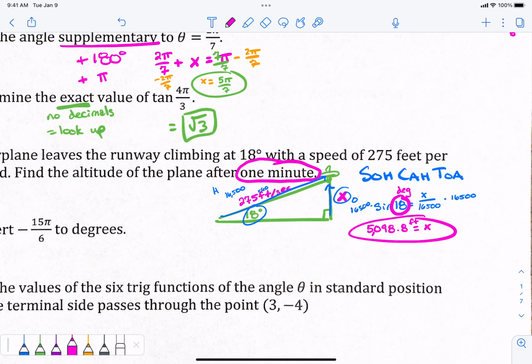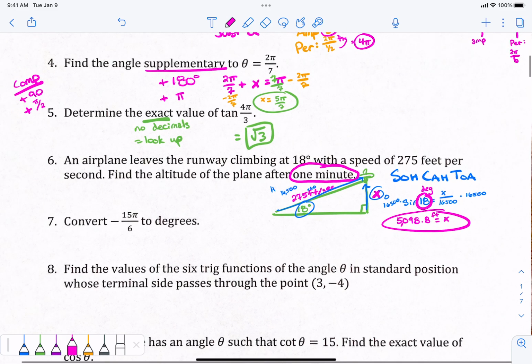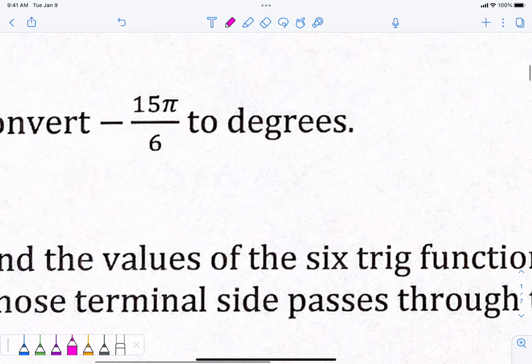Okay. So I already did the next one. Answer's negative 450 degrees. That's what the answer is.